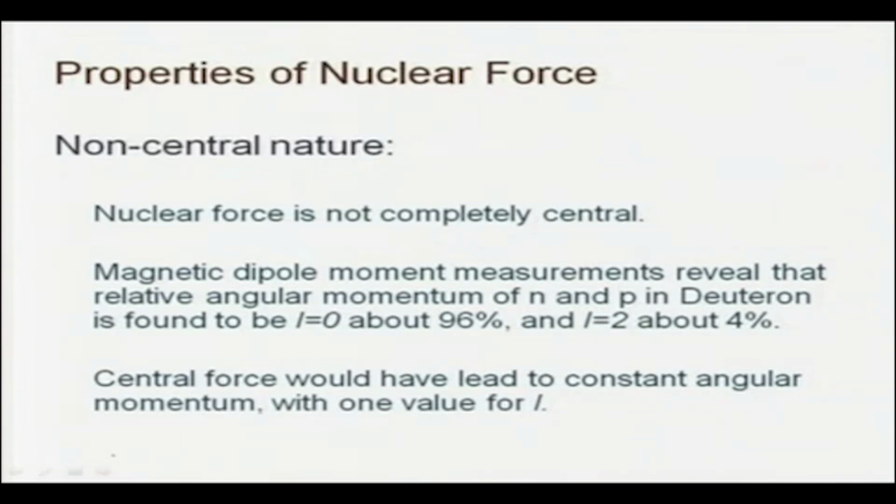And this can be determined experimentally using various methods, for example, a measurement of the magnetic dipole moment, which depends on the relative angular momentum. We will come to this magnetic dipole moment of the deuteron. A little more detail will be discussed when we discuss the deuteron system.